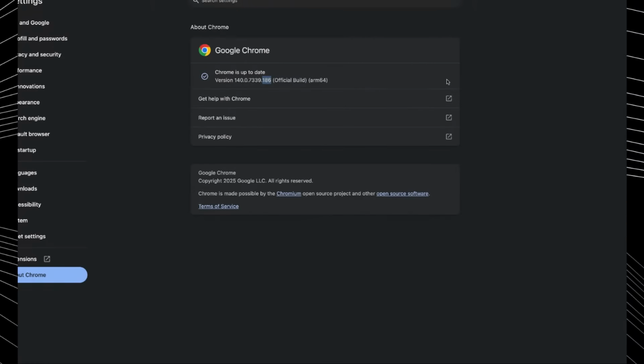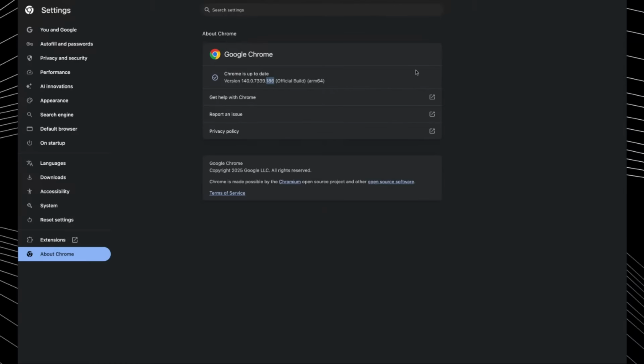You'll just tap the button, and then you need to restart your Google Chrome. So again, if you're not running the latest version for your device, it will have an update button here. You'll tap that button, it'll do the update, and then it'll prompt you to close out of Chrome and restart it. Make sure you close out and restart.